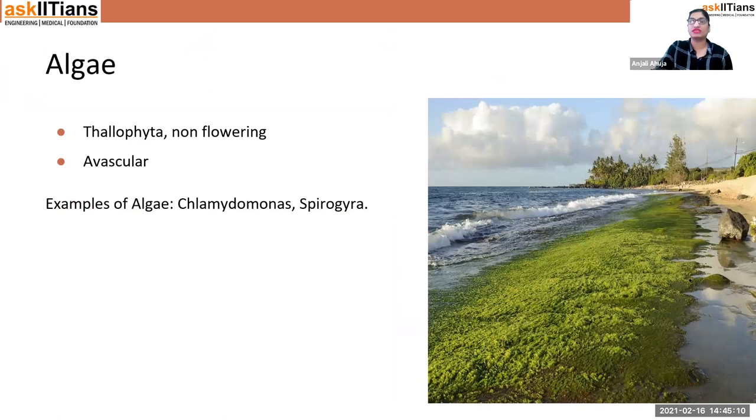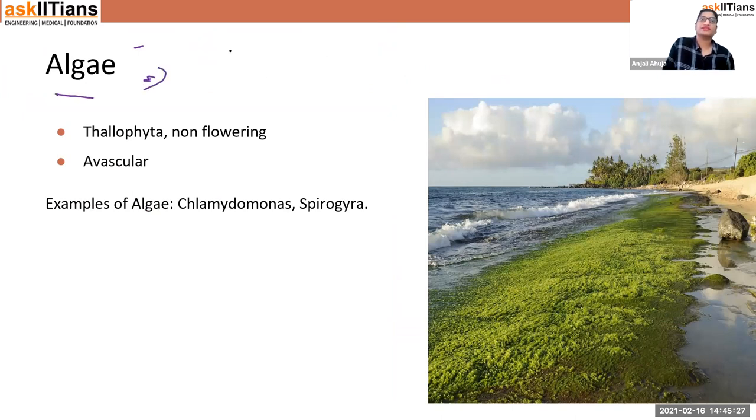Now let's talk about the algae. Guys, I am mentioning some examples. Don't worry, in the next slide I'm going to add a few more examples on the microorganism diseases. You will get to learn the examples. Now the last category, I suppose, is algae.